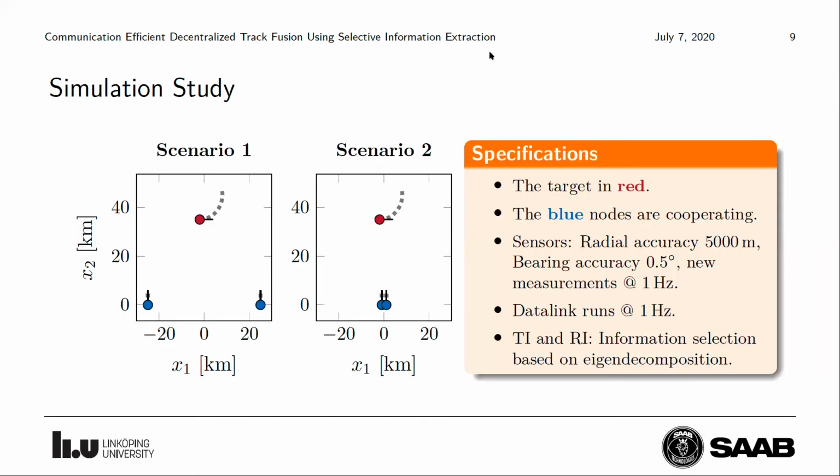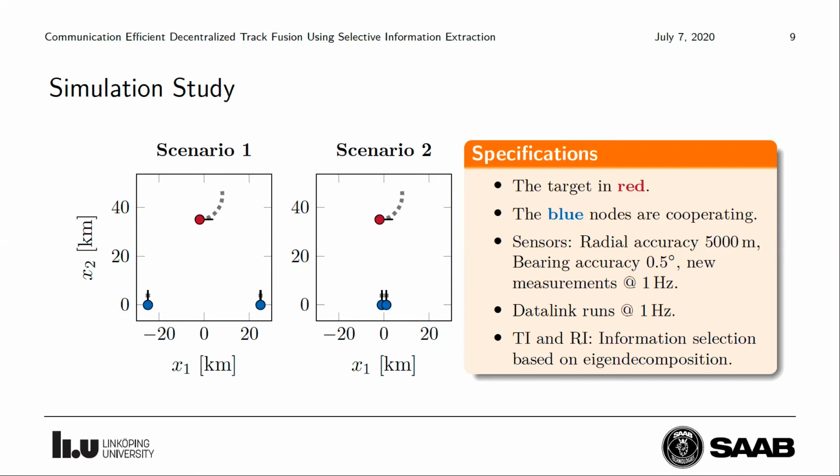To investigate the performance of the three proposed methods, a simulation study has been made. Two scenarios are studied, where the blue nodes each contain a sensor and a fusion center and are also able to exchange filtered estimates. The red node is the target of interest. The sensors have good bearing accuracy but poor range accuracy. In scenario 1, geometry is good from a triangulation perspective as the blue nodes are separated by a large distance. In scenario 2, geometry is poor, implying that it will become more difficult to extract information.